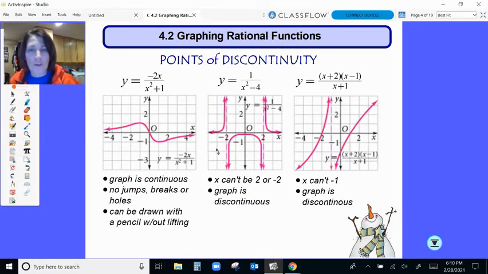Over here, we do have points of discontinuity at 2 and negative 2, because if we factor the denominator, it becomes 1 over x plus 2 times x minus 2. That's how we end up with these asymptotes where x equals 2 and x equals negative 2. The graph is discontinuous at those points, because if we draw the graph here, we have to pick up our pencil and draw the second half and pick up our pencil here. So it's not continuous, it's discontinuous. Same thing right here, x cannot be equal to negative 1, so we have a vertical asymptote right here, and our graph looks like this. This is also not continuous.